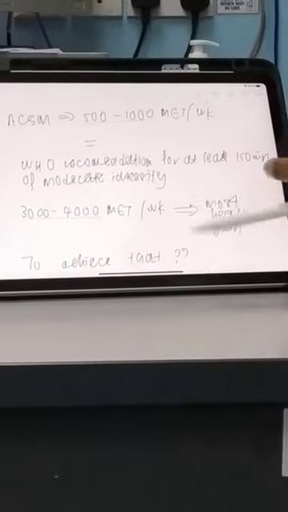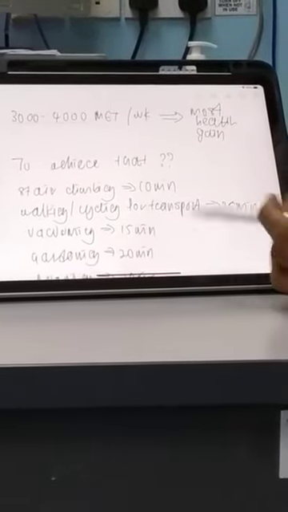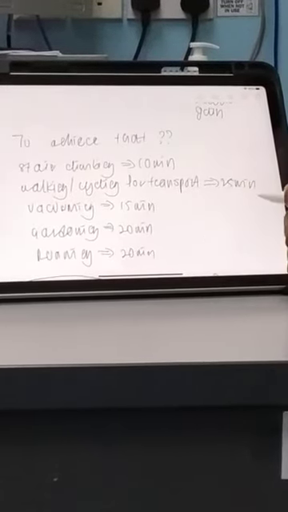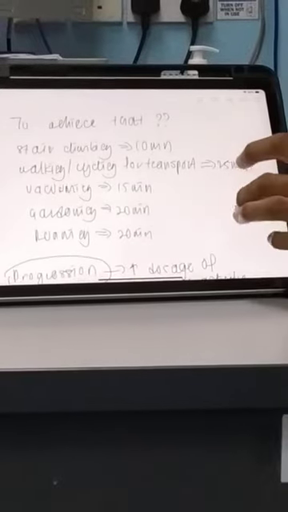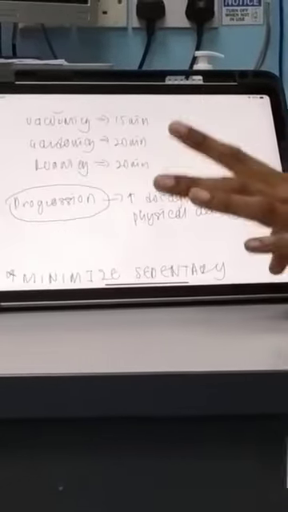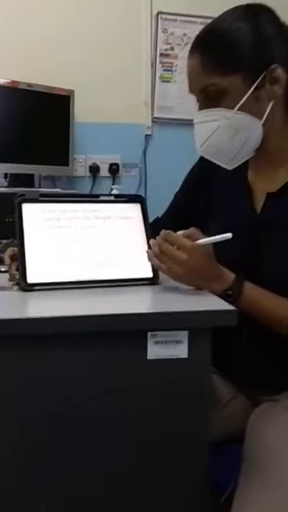How to achieve that is actually through all these activities: stair climbing 10 minutes, walking, cycling for transport about 25 minutes, vacuuming about 15 minutes, gardening about 20 minutes, and running about 20 minutes. The progression depends on how the patient wants to progress.